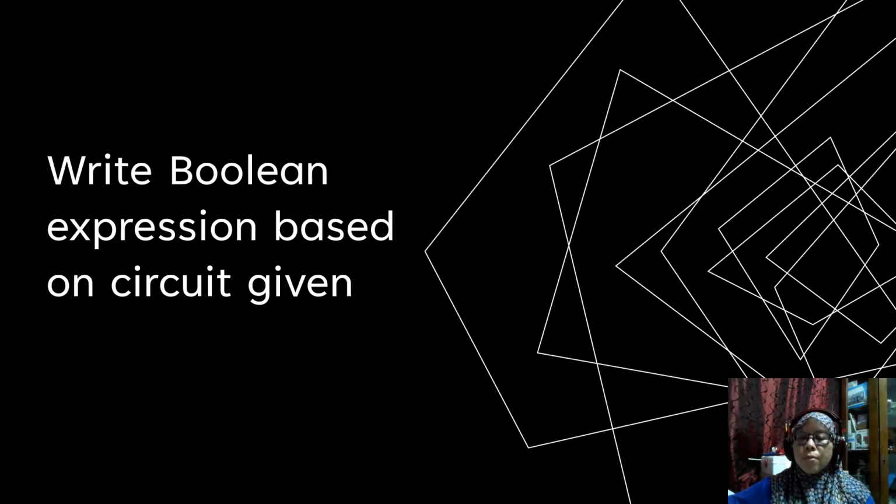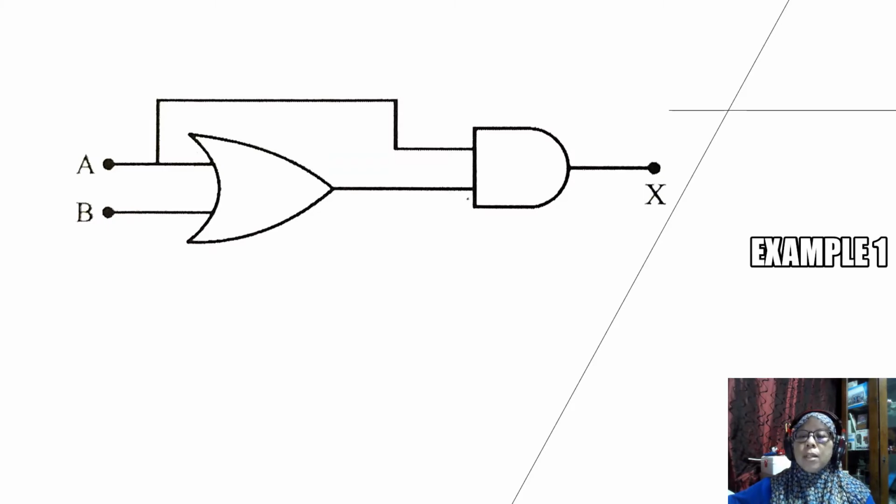Before this, we have discussed the three basic logic gates, the truth table and also the expression. We also have learned on the NAND gate, the NOR gate, and also exclusive OR and exclusive NOR gate, right? So based on that, we are going to continue with writing a Boolean expression based on a circuit given. Okay, so we are given this circuit. Alright, so we have here two inputs and one output.